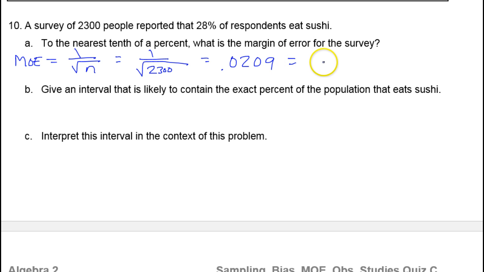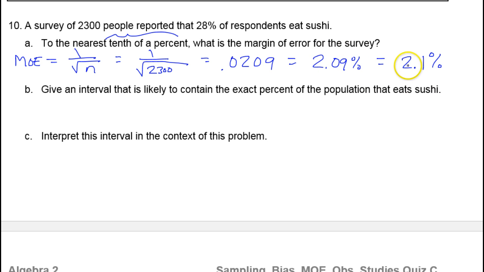But we won't leave it like this. How will I write this as a percent? 2.09%. Now they said, this time I specifically said the nearest tenth of a percent. So really I should say 2.1%. Just do what it says.